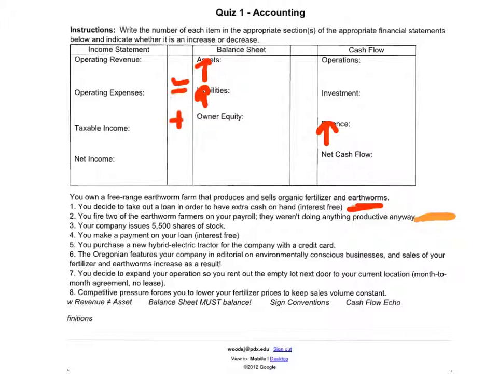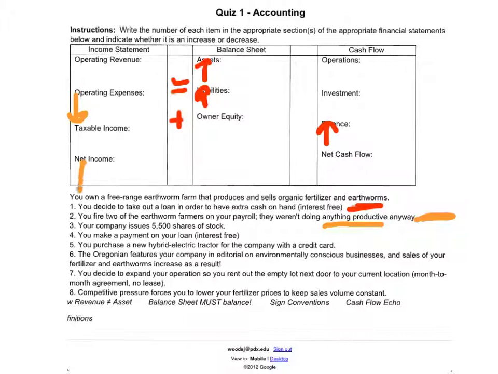Next question should be in orange. You fired 2 earthworm farmers from payroll because they weren't doing anything productive anyway. Yay! Let's get rid of some expenses, because that's what those people are. And we'll make it so no revenue decreases, because they weren't doing anything anyway.